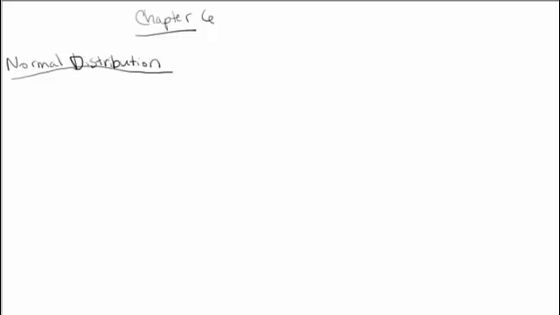In this lecture we're going to be talking about Chapter 6, so normal distribution, standard normal distribution, and z-scores, and we'll do some work finding the proportion under the curve, so the area under the curve.